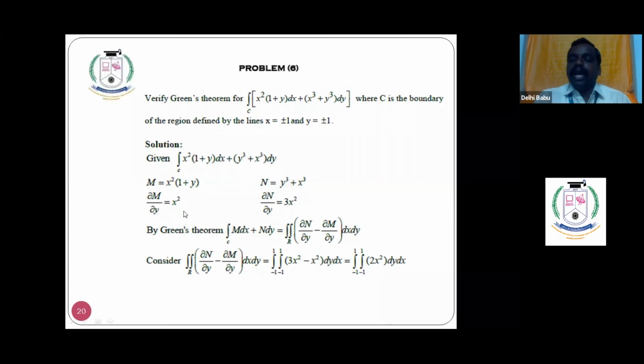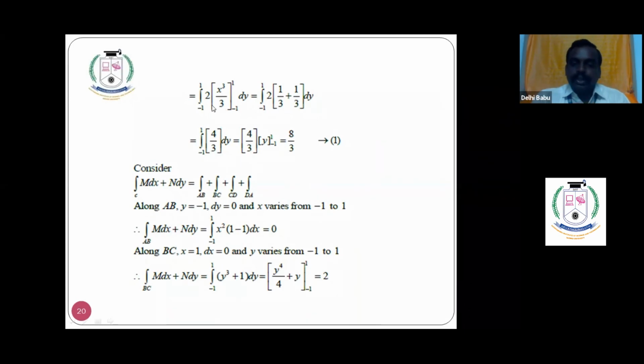So ∂m/∂y is nothing but here x square into 1 is x square plus x square y. So x square y plus x square, and differentiate with respect to y, which gives x square. Hence your formula says 3x square minus x square, which is 2x square, into dy dx or dx dy, that's your choice. Because the limits are minus 1 to 1, both are constant limits. If it is constant limits, then you can write dx dy or dy dx, then both will be the same. So 3x square minus x square is 2x square.